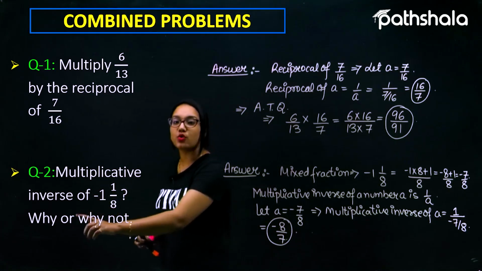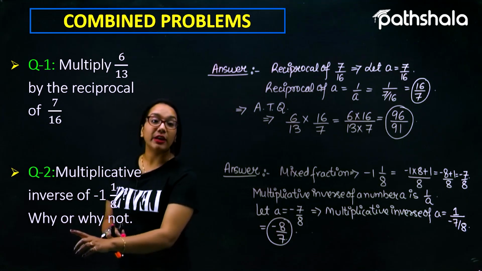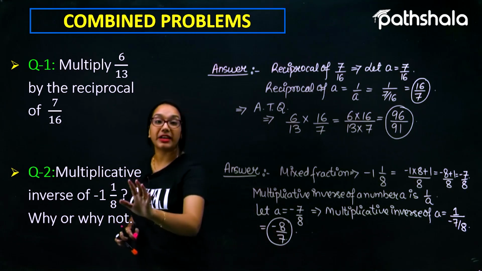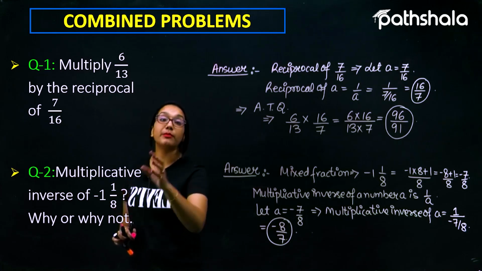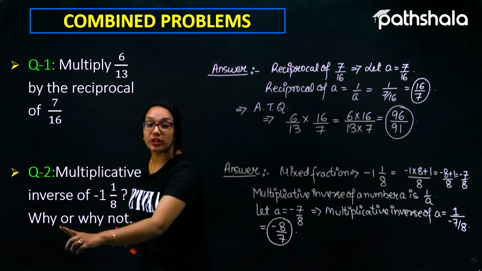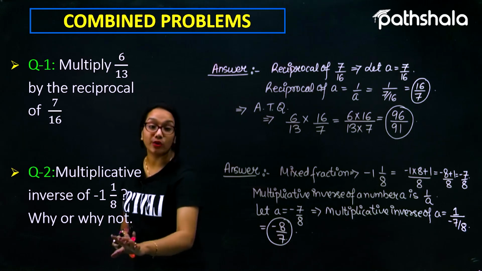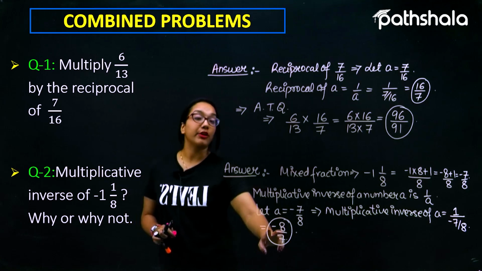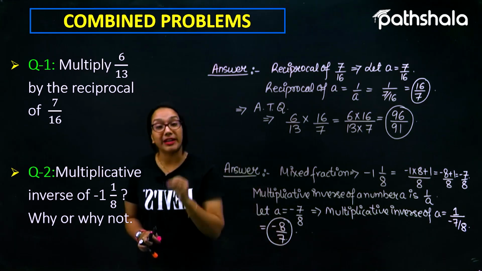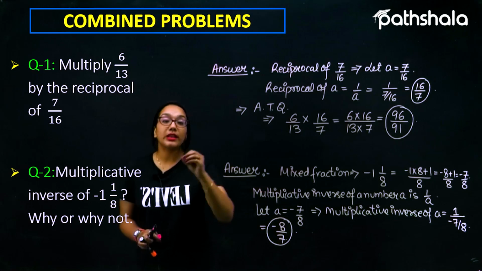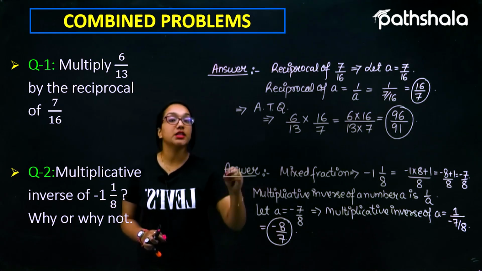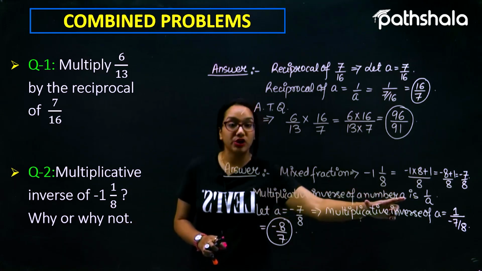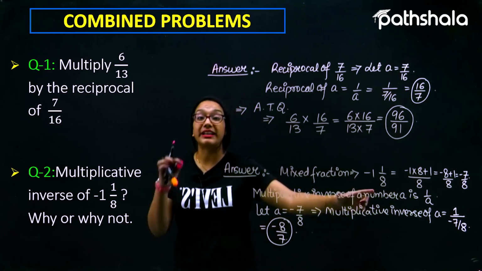So why is it called the multiplicative inverse? Why is minus 8 by 7 called the multiplicative inverse of minus 7 by 8? This is called the multiplicative inverse because whenever we multiply a number A with the reciprocal of that number, the answer is always 1. And whenever a number satisfies this condition, it is called the multiplicative inverse.